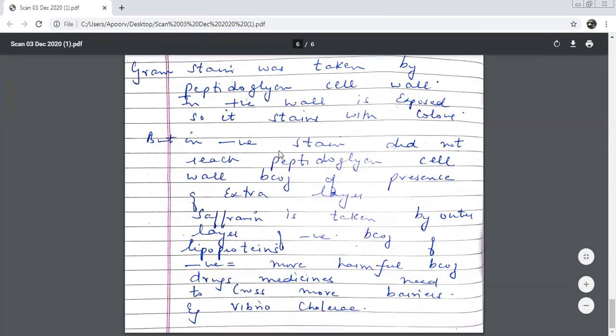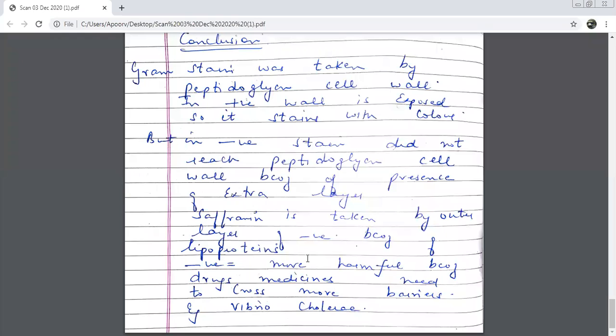Very good. Safranin is taken by the outer layer, that is in the gram negative, because of the presence of lipoproteins. Like we said, peptidoglycan adapts very quickly to gram stain. Similarly, lipoproteins very quickly accept and absorb safranin. What substance are we talking about? Lipoproteins. So lipoproteins very easily adapt safranin. So when you stain them with safranin, they will immediately give you red color.